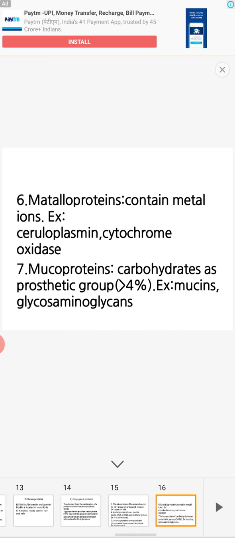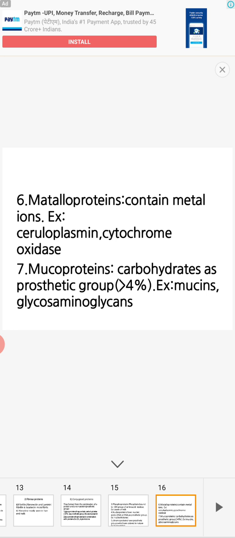Next is metalloprotein. They contain metal ions. Ceruloplasmin contains copper, okay? Cytochrome oxidase contains iron, okay? So as a prosthetic group, they have metal ions.